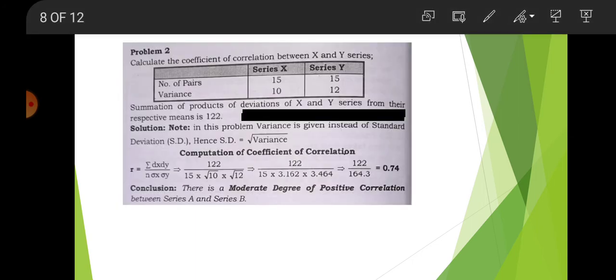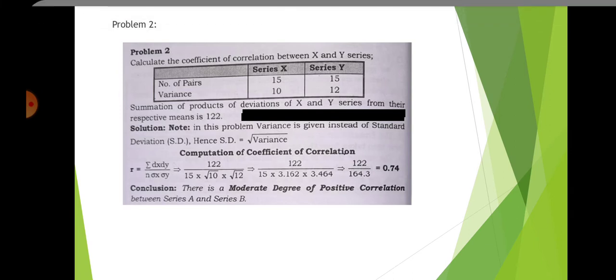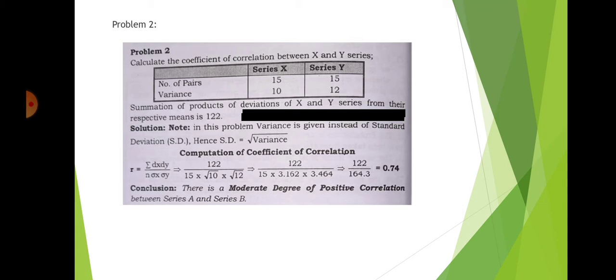Now, problem 2 is calculate the coefficient of correlation between the two variables. Here given data is series x, series y. Now number of pairs is 15, number of x values 15, number of y values 15. Now the variances are given as 10 and 12. So if you take the square root, this becomes the standard deviation.